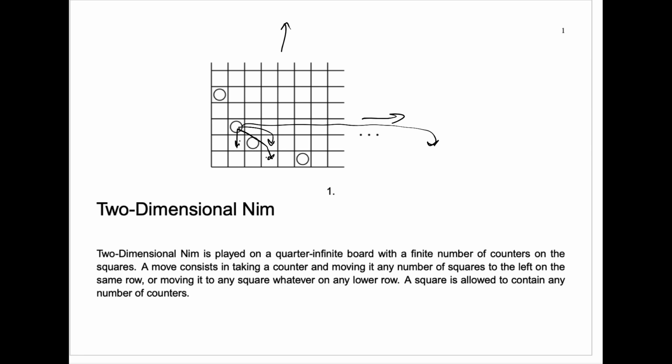It can move on to the same square where there's already a counter. So there could end up being 2 counters here, or any number of counters on a particular square. That's fine. So those are the allowable moves.